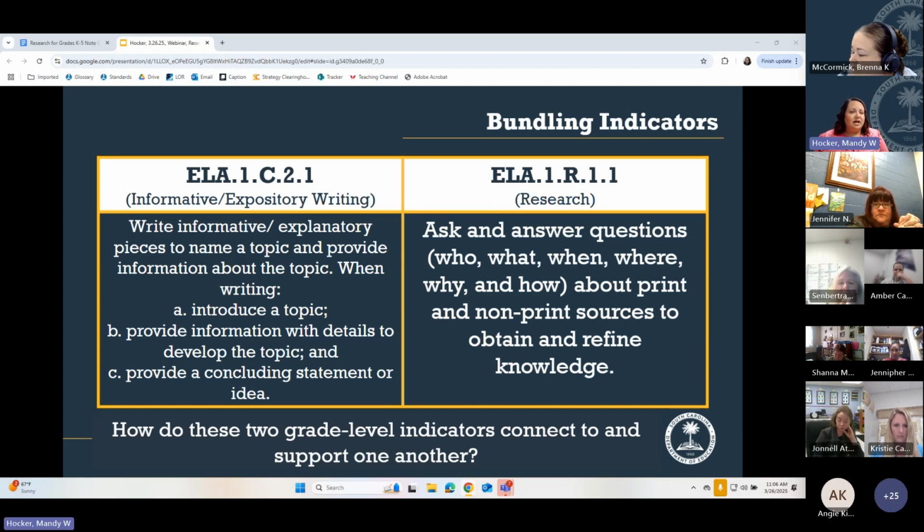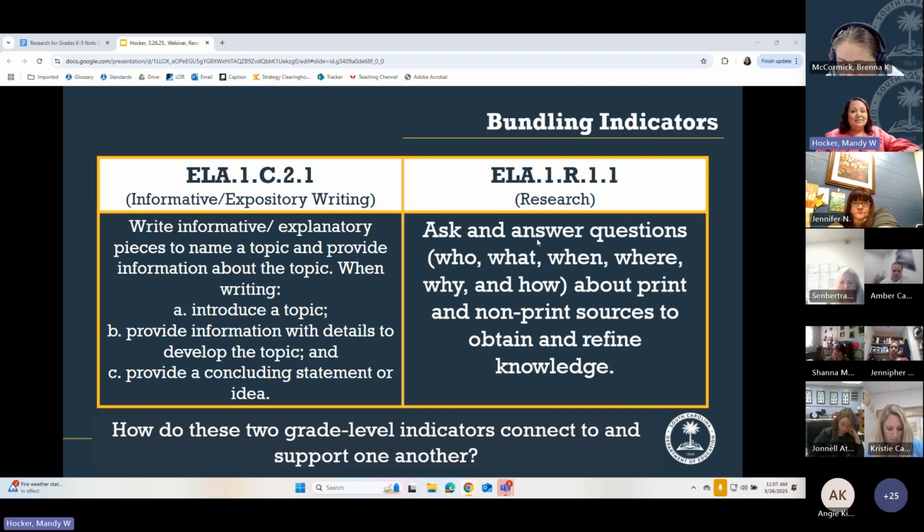Taking a look at this 2-column chart, you see 2 first grade indicators. I see the first grade indicator for informative writing, that's C 2.1, and that's on the left. On the right, I have the first grade indicator for research 1.1. Looking at the language of these 2 indicators, how do they connect or support one another? You can respond in your note catcher on box number 8, or you can drop it in the chat. What connections do you see in these 2 indicators?